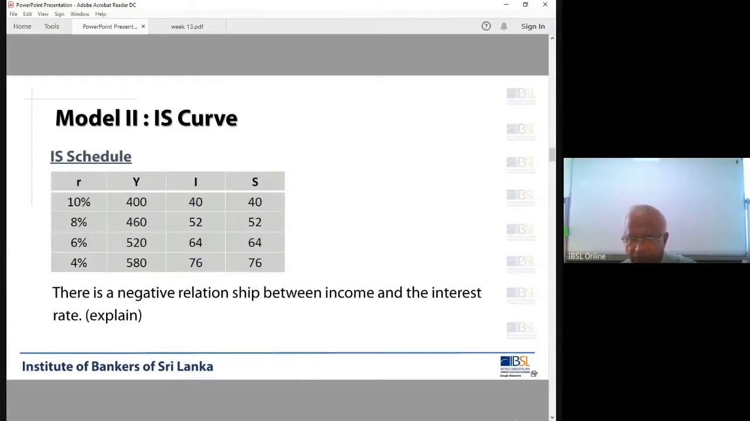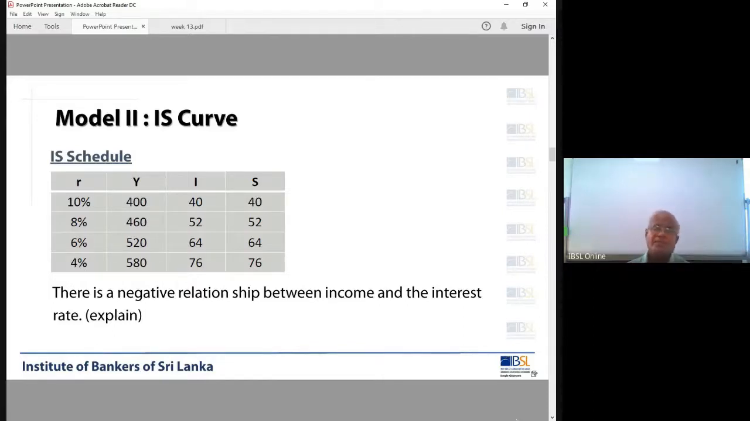Interest rates are coming down, income increases. There is a negative relationship between interest rate and income. This is the IS schedule. As the interest rate falls, GDP increases. Negative relationship between interest rate and income. IS schedule, right?